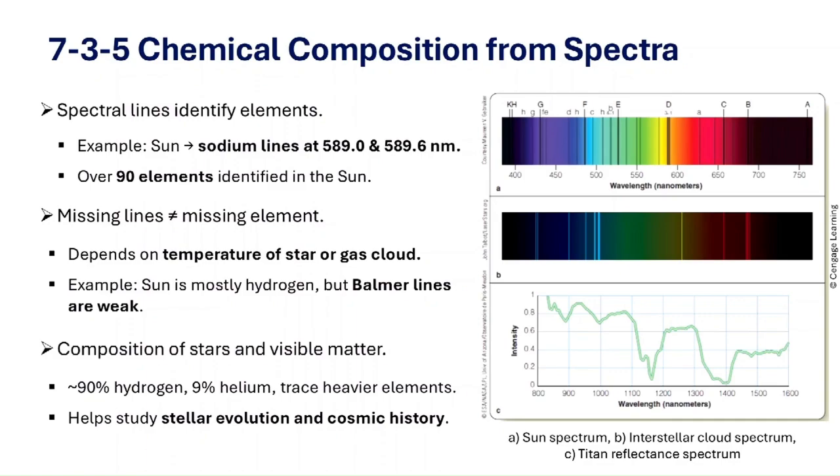For example, Titan's surface spectrum was measured by the Huygens probe in the near infrared. So by analyzing absorption features, scientists can determine chemical composition remotely. So by carefully studying absorption and emission lines, astronomers can decode the chemistry of stars, nebulae and planets.